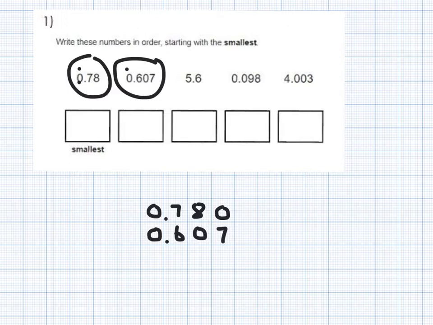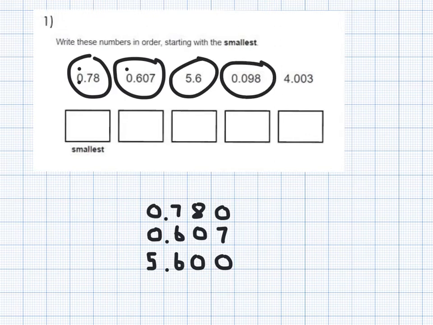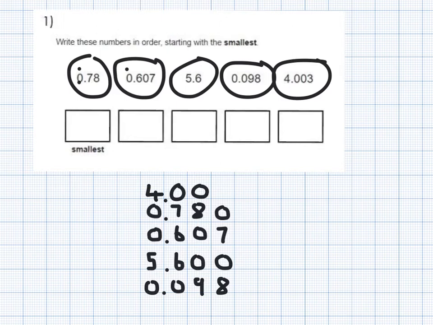So now we're going to look at the next number, that's 5.6. So a 5 goes in the units column, we've got the decimal point in the same place, 5.6. So we're going to fill these two gaps with zeros as well, just to make the numbers look a little bit easier to compare in a moment. Now we've got 0.098, so in the units column, 0.098. And our final number, 4.003. I'll just go up here because I'm running out of room, 4.003.